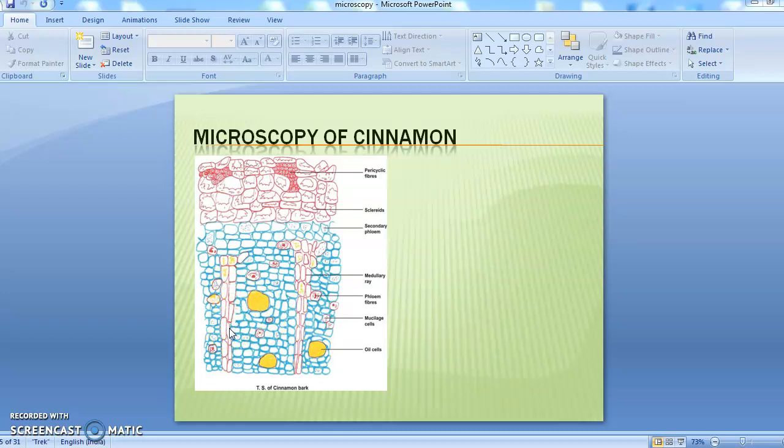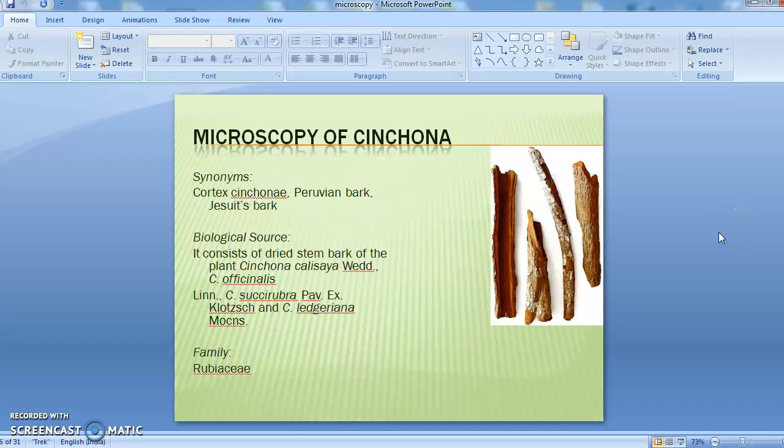Now we see another drug, that is cinchona. Cinchona bark, you are able to see here, this bark is a curved shape. This cinchona bark is generally used for blood vessel disorders. It is also used to increase the appetite, and to promote the release of digestive juices. Its synonym is Peruvian bark or Jesuit bark.